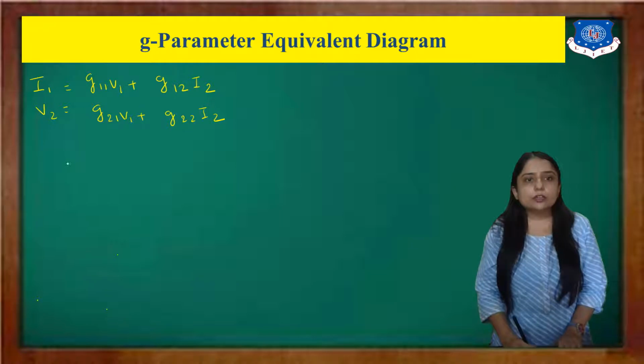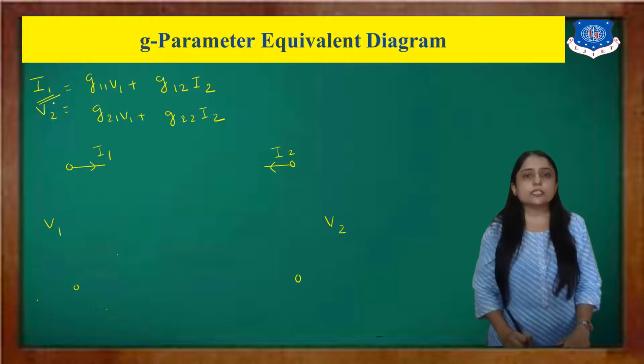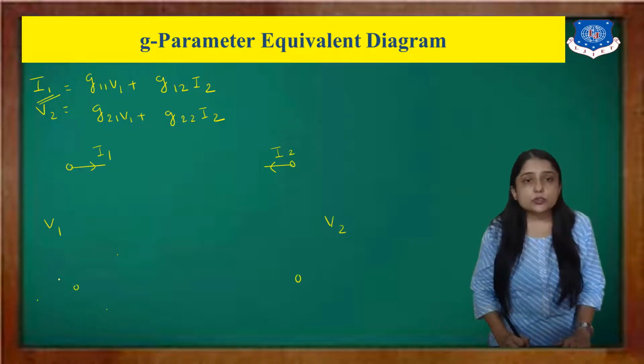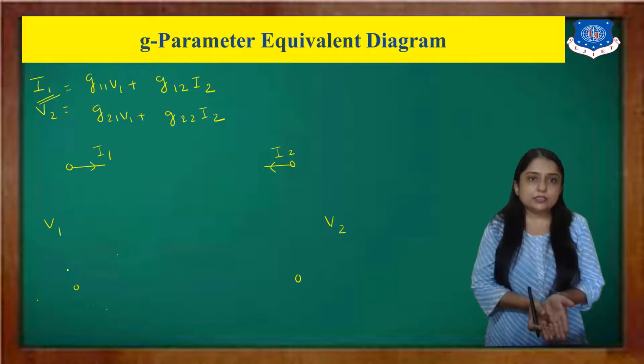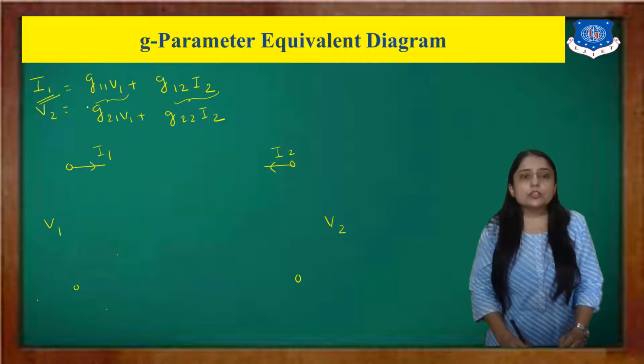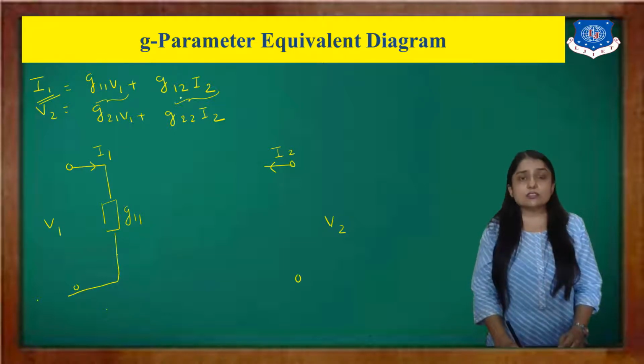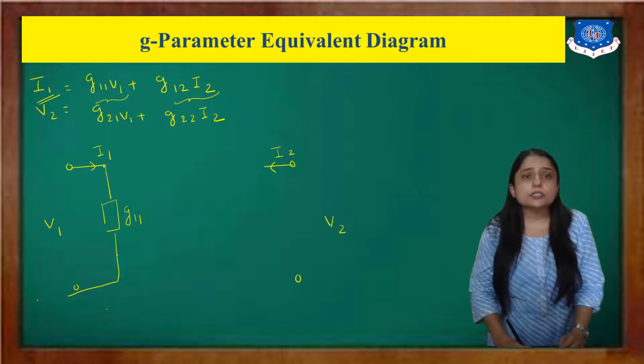Now what will I do? Here you have to specify the two ports. For this port I have V1 and I1, and similarly for this port I have V2 and I2. Here, if you see carefully, this is I1. When can we add these two currents? When they are connected in parallel. So this is one current and this is also one current. Here voltage V1 is there, so directly I can write G11, which is the parameter related to the input side.